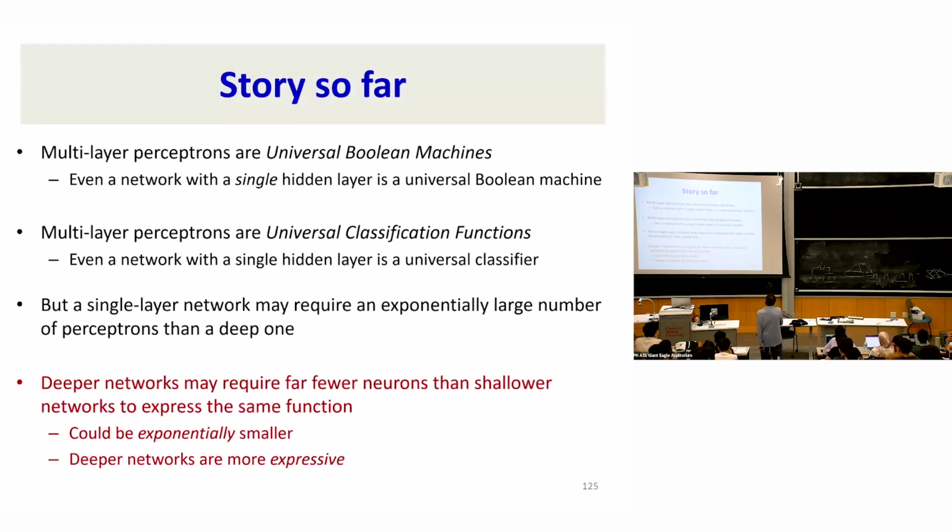Okay, so the story so far, adding to the universal Boolean machine and the universal classification function. We said that even a network with a single hidden layer is a universal classifier, and a single layer network may require an exponentially large number of perceptrons. Deeper networks may require far fewer neurons than shallower ones to express the same function. And they could be exponentially smaller. So deeper networks are more expressive, right?